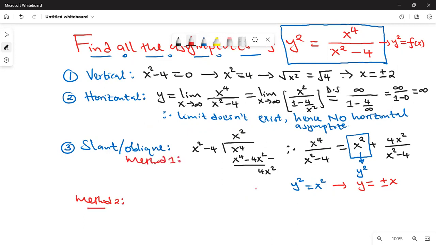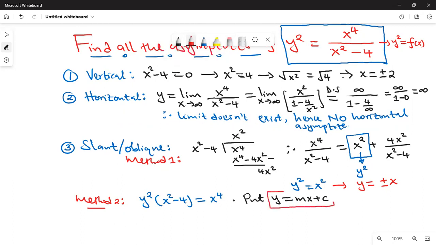So under method 2, that given function can be written as y squared times x squared minus 4 is equal to x raised to 4. Remember that a slant asymptote has the general equation y is equal to mx plus c. That is the general equation for a slant asymptote.